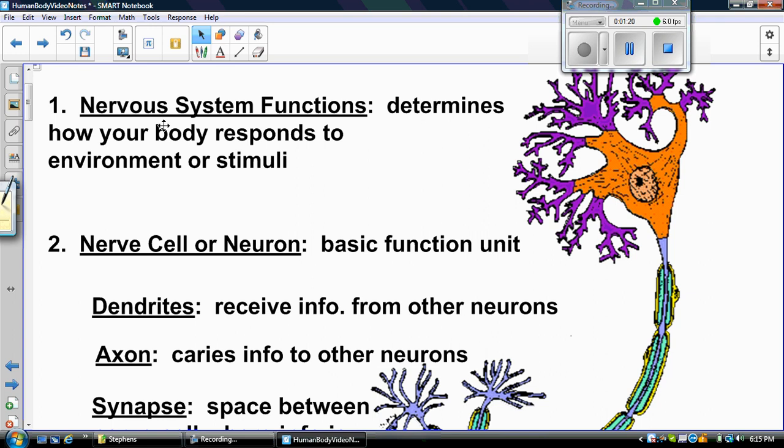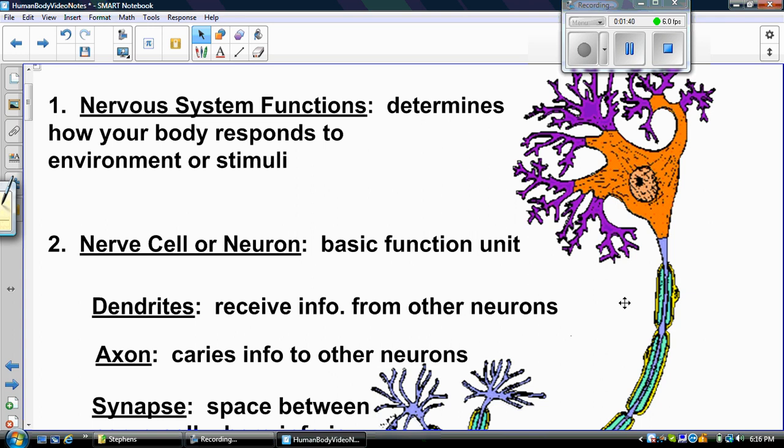The dendrites receive information from other nerve cells. So in purple, these little branches are all dendrites, and they are connected to other nerve cells. That's where messages are going to be sent from one neuron to the next. So dendrites are going to receive information from other nerve cells.